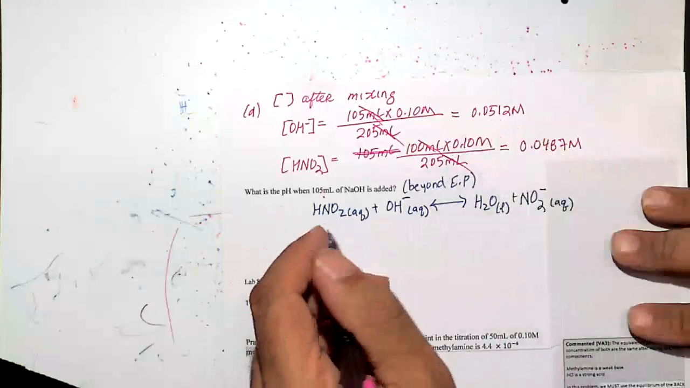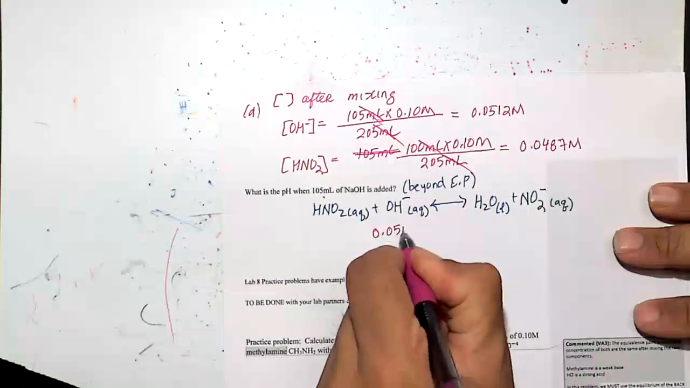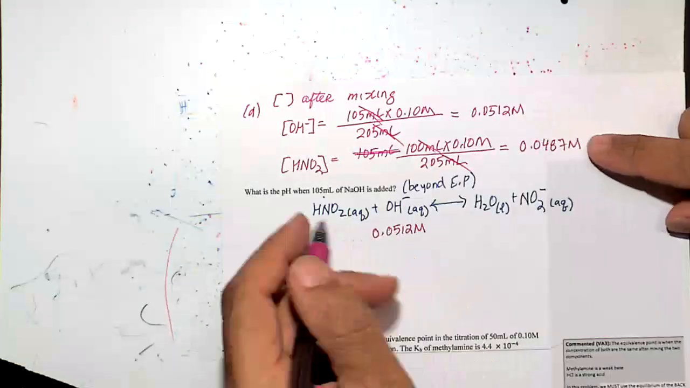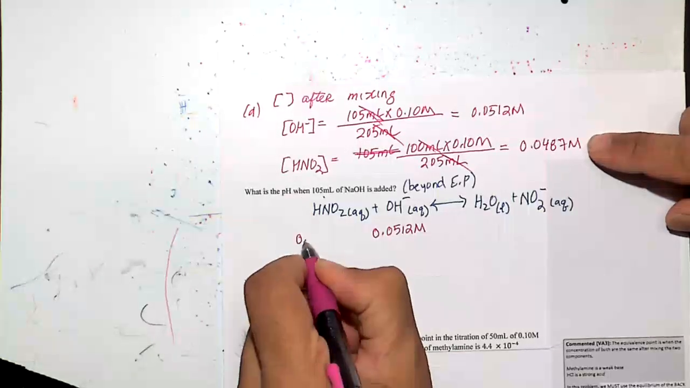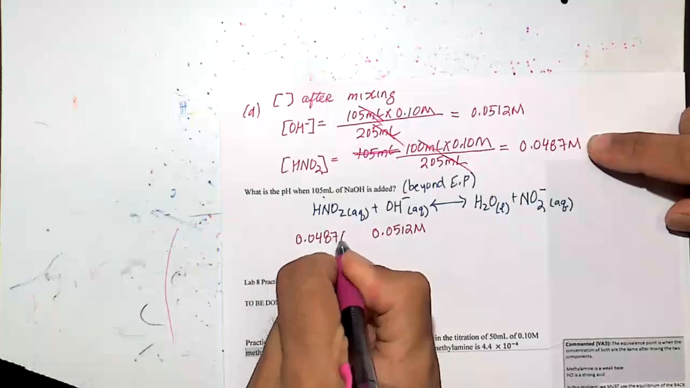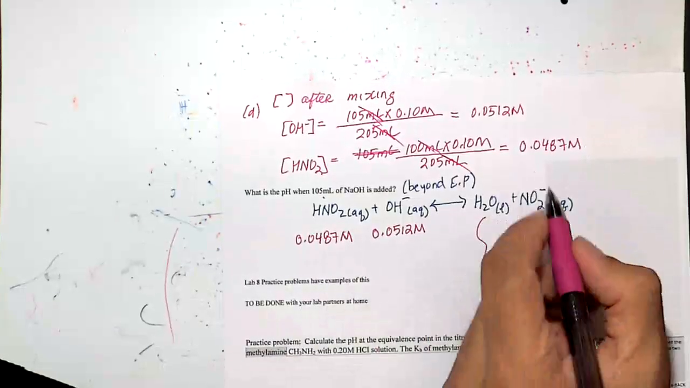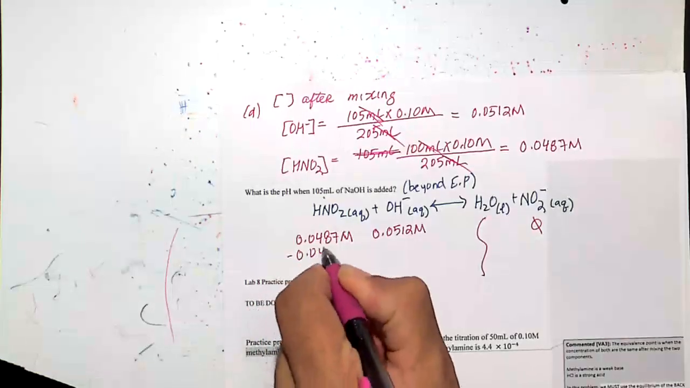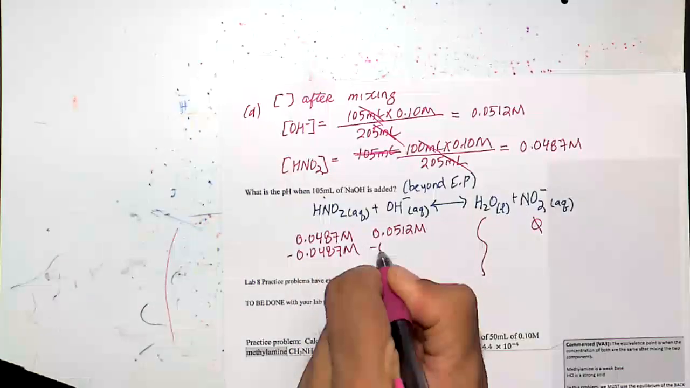What's the concentration of OH minus? 0.0512. What's the concentration of HNO2? Don't worry about the water. I'll ask you this, Sam: how much of this strong base will eat up this weak acid? If you say all of it, that's correct, but how much is all of it? 0.04 is the lower number. It is going to be 0.0487. Very good.